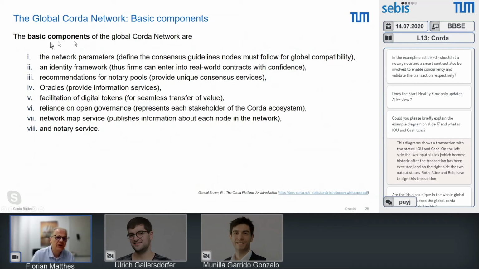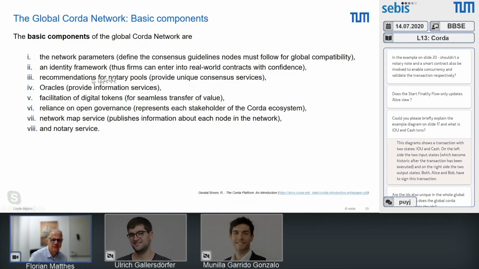Okay, so if you now want to look at a network, what are the parameters? We already talked about it. What are the constituents? What are the new things you get with the global network? You now have a well-defined set of network parameters, let's say which consensus algorithm is used, which version of contracts is being used. These are parameters which are global to this network. Then you have this identity framework, which I talked about, which links digital identities to identities in the sense of the banking industry. These certificates.